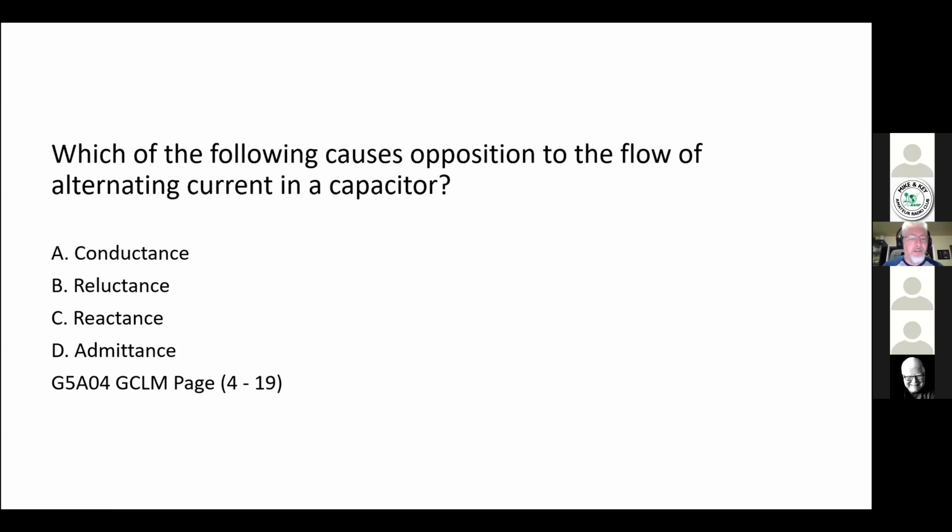Oops. Hit too many fast. Okay, which of the following causes opposition to the flow of alternating current in a capacitor? A, conductance. B, reluctance. C, reactance, or D, admittance? Charlie. Fast, you saw the answer was Charlie. It's still reactance, same thing.